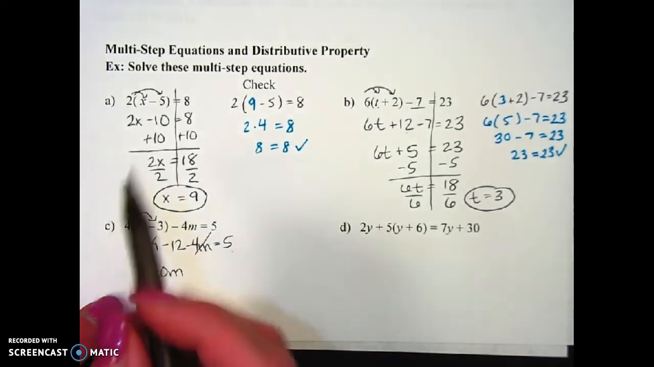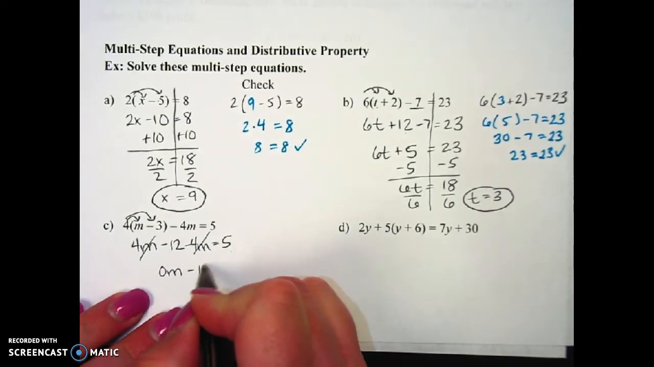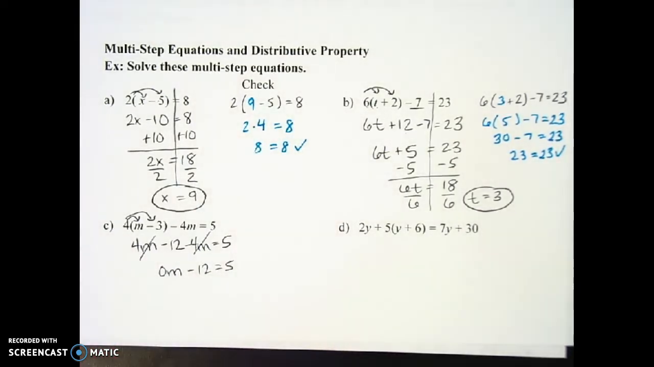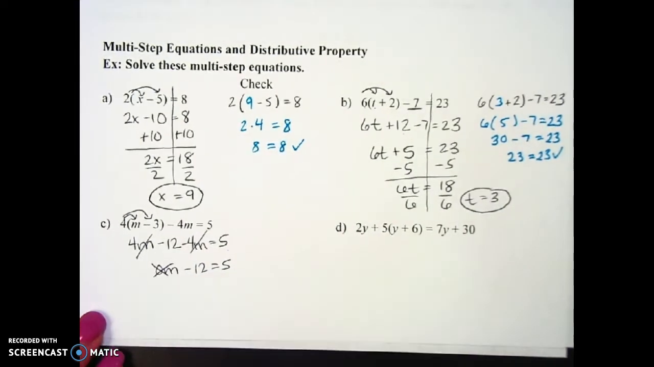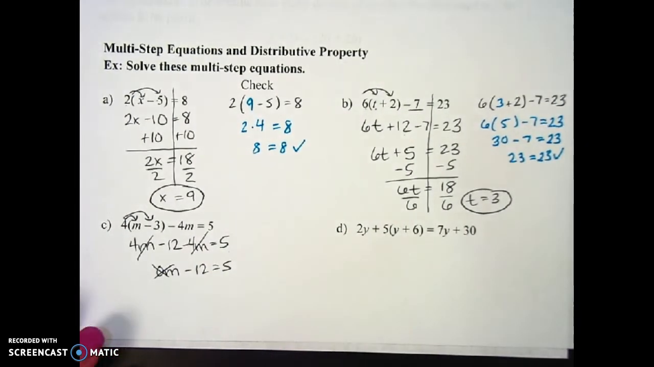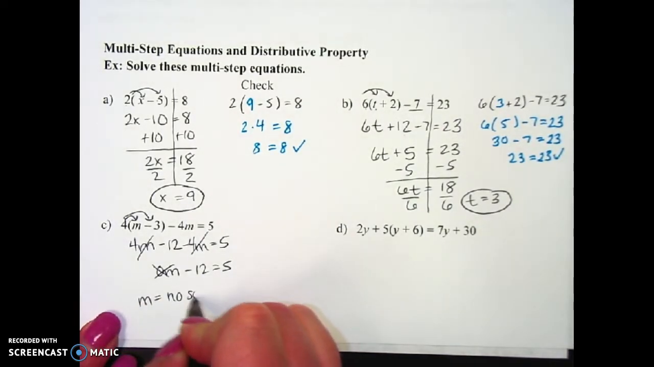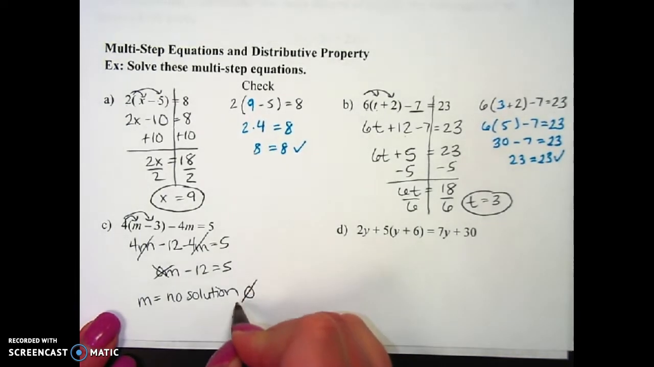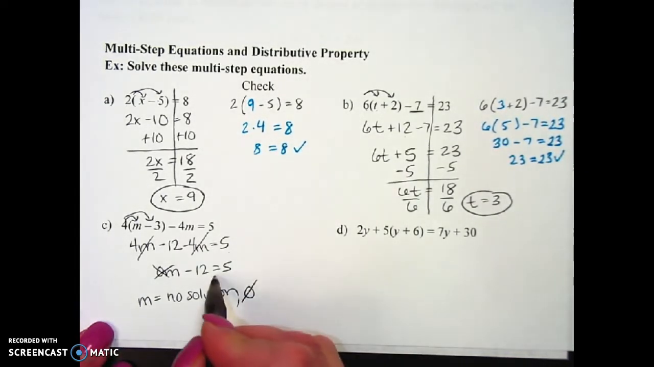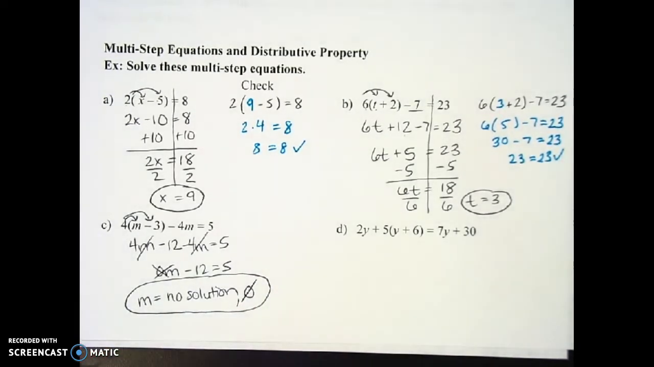That's exactly what we looked at above. When my m's cancel each other out, am I left with a true statement or not? Okay, so if I have 0 m's, does negative 12 equal 5? And that's no. Negative 12 could never equal 5. So my answer this time is no solution. Or you may see on my answer key, sometimes I'll put a 0 with a slash through it. Okay, those both mean the same thing.